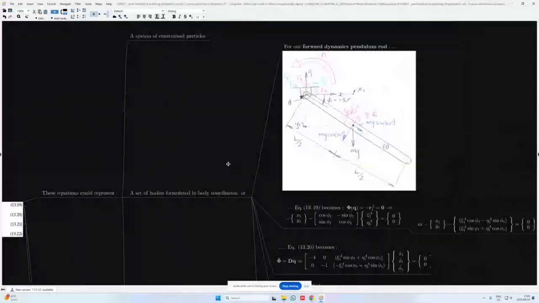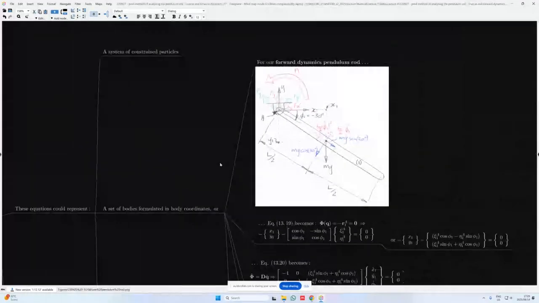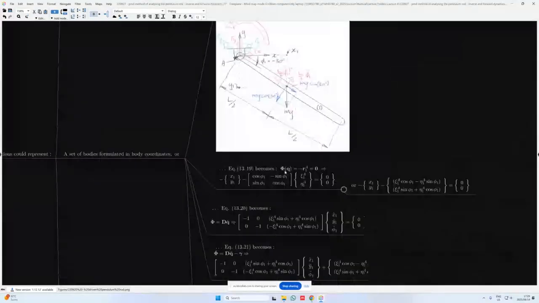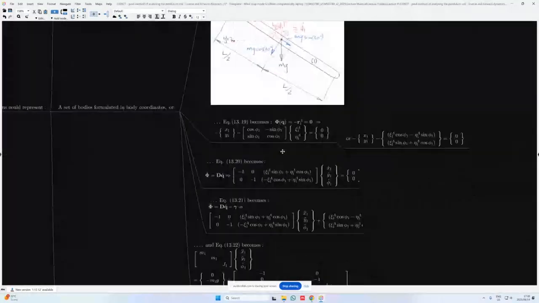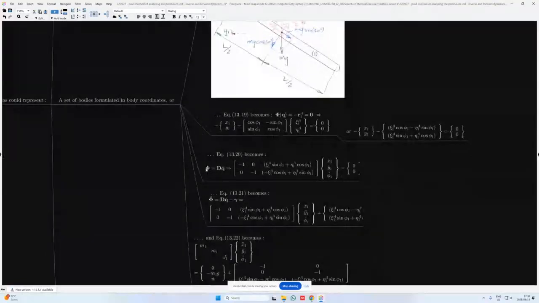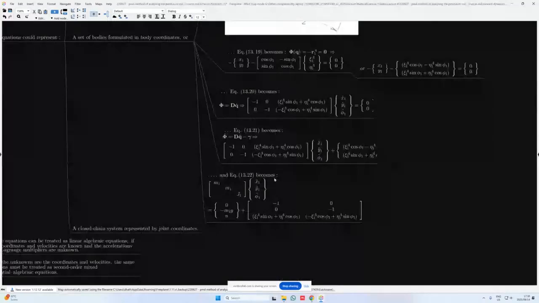In the case of a set of bodies formulated in body coordinates, we refer to the pendulum rod again, and we can look at the constraint equation that we got over there for the revolute joint. This was derived in one of the previous lectures. We derive that once and get phi q times q dot, which relates to the velocities. Accelerations is just the time derivative of that again. And then our final equation, 1322, is written in this form as well, where we break up the applied and the reaction forces.